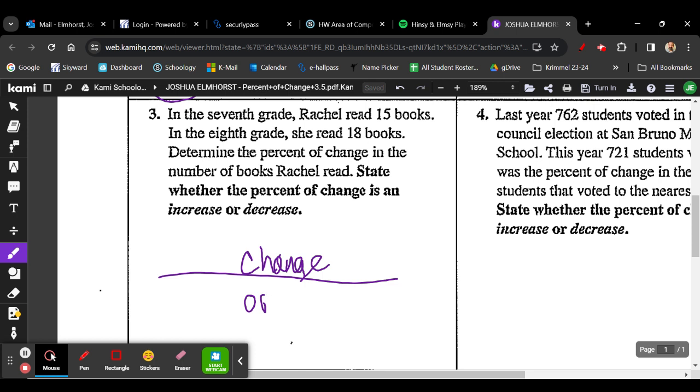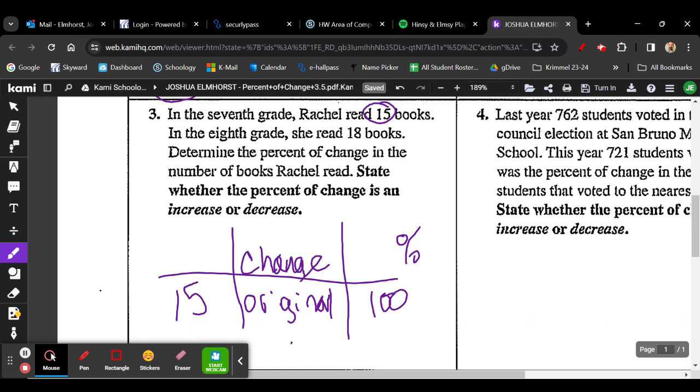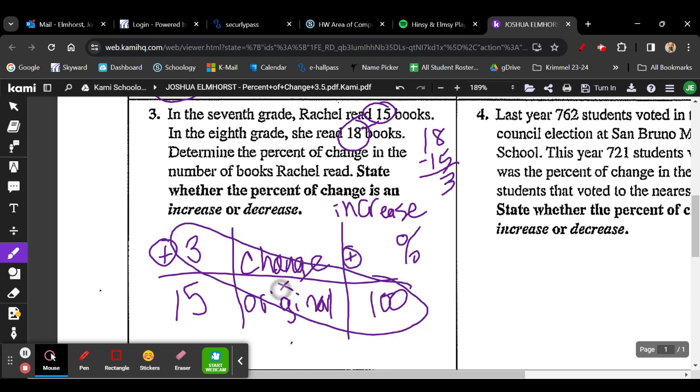We do the change over the original and percent over 100. The original was 15 books, and from 15 to 18, that was up by 3. So 18 minus 15 is a difference of 3 books. So that was an increase of 3 books. You can cross multiply and then divide. And that one is going to give us an increase of 20% in reading.